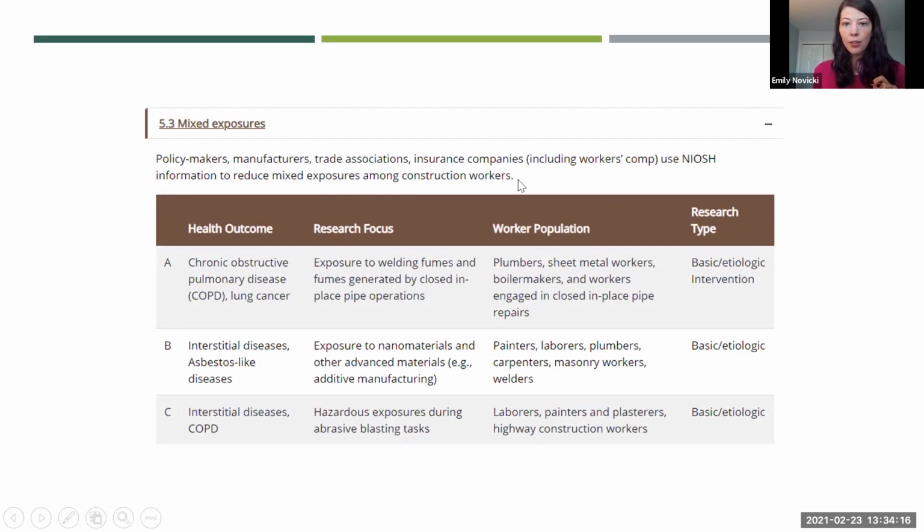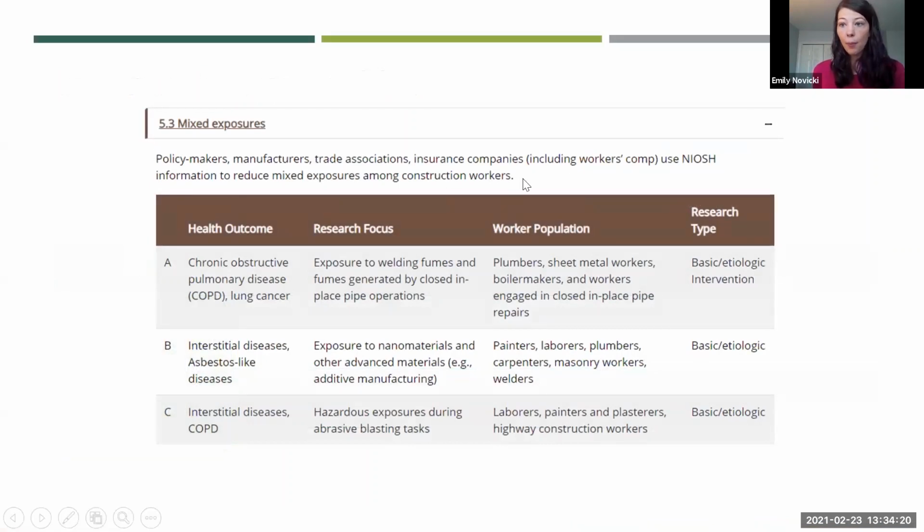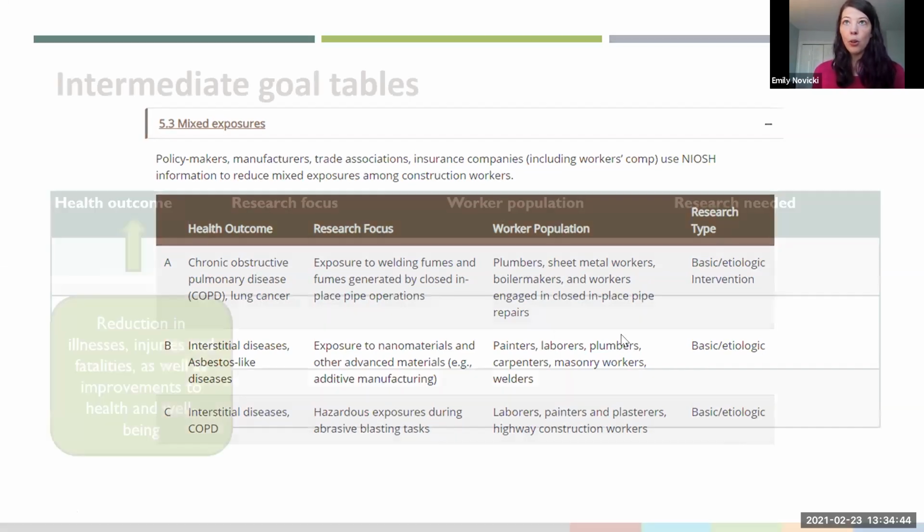This language right here at the top is the intermediate goal itself. It's talking about who we want to take action and to what end. So we're trying to reduce mixed exposures among construction workers. Then there's a table that outlines the different research that we think is needed to make this intermediate goal a reality. These are standard tables that you'll find for every goal.